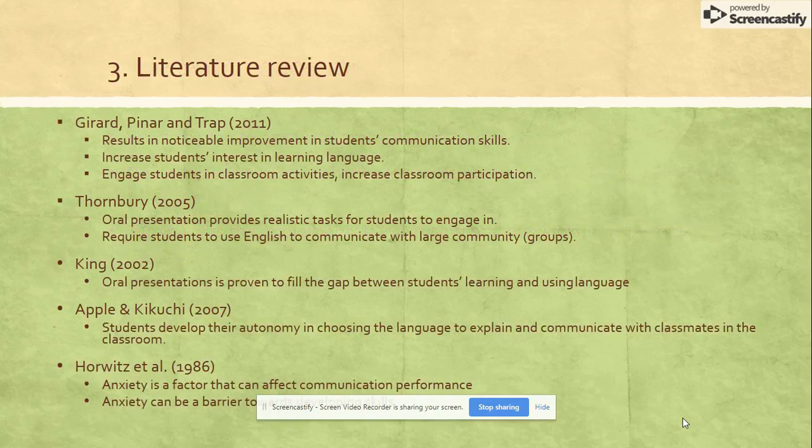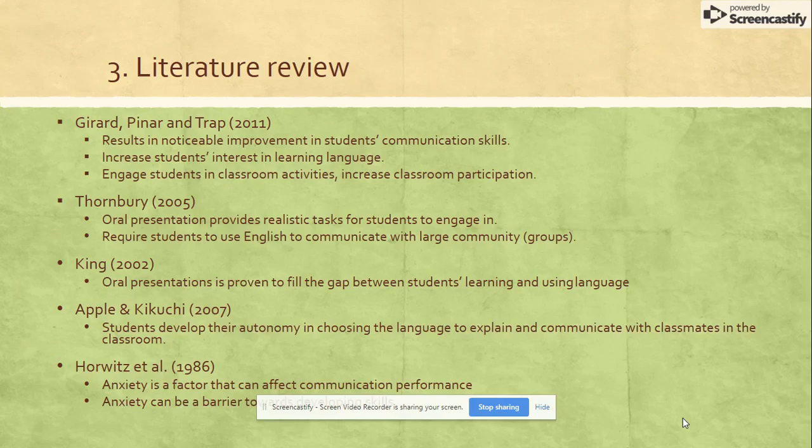To support my innovation and my research, let's come to the literature review. In 2010, Girard, Pina and Trapt conducted a research which implies that students not only improve their communication skills but also raise their interest in learning English when teachers use oral presentation in the classroom. Moreover, it helps to engage students in classroom activities such as classroom participation and group work.